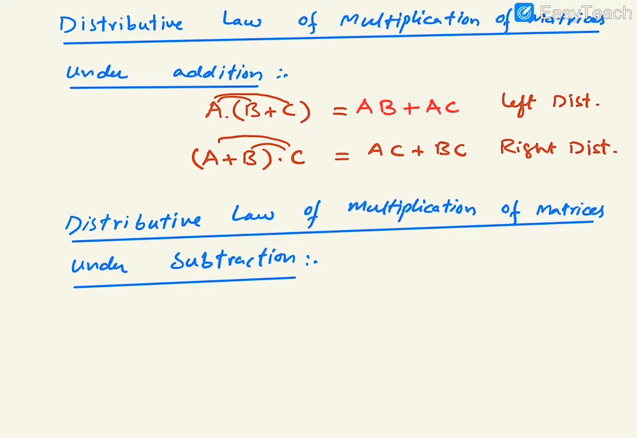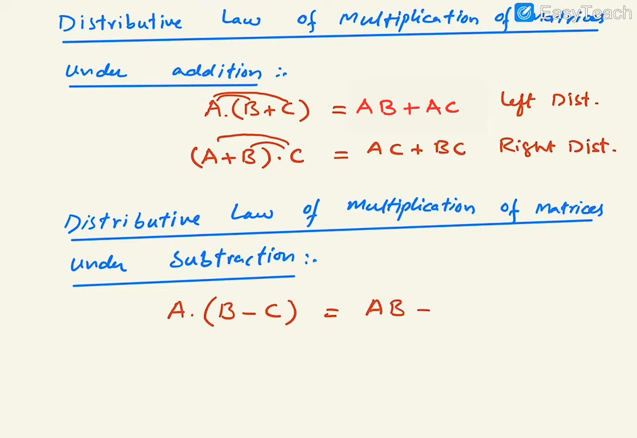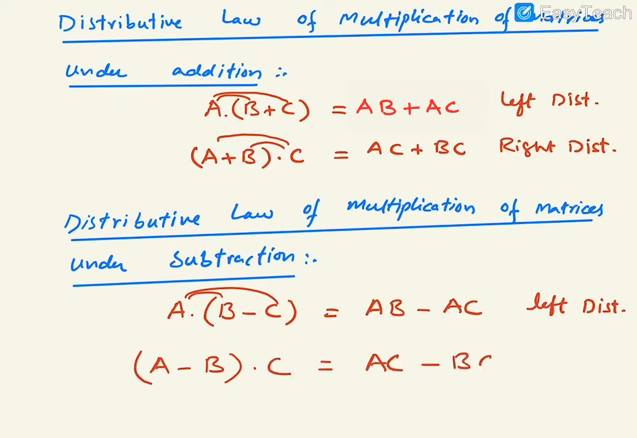Similarly we have this law for subtraction also. So A, B and C are three matrices and conformable for multiplication, then A into (B minus C) is equal to AB minus AC. This is again left distributive over subtraction. So right distributive will be (A minus B) into C, so AC minus BC. This is right distributive.